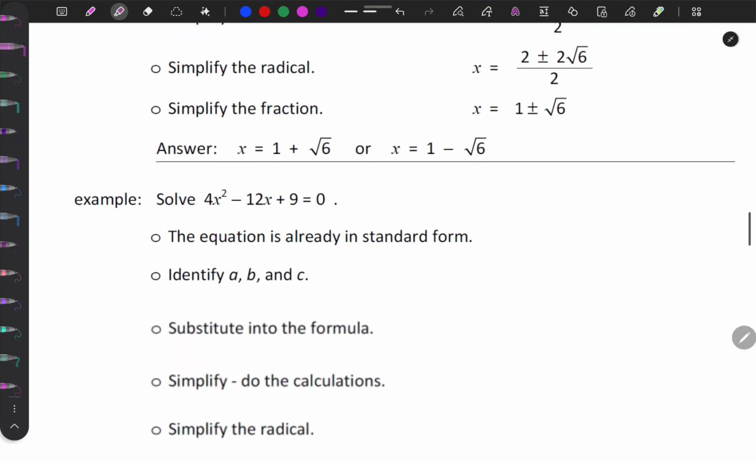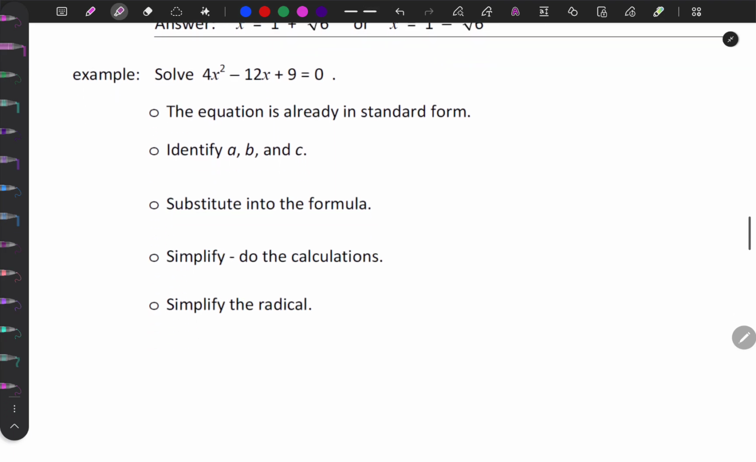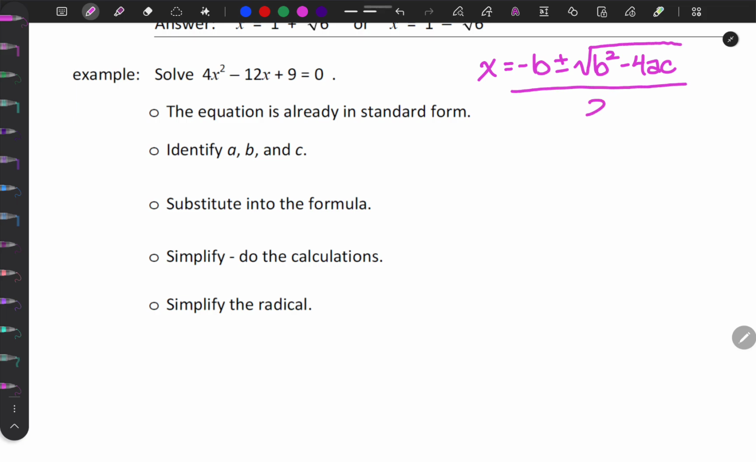Let's try an example. Here is a different equation, and I'll just start by rewriting the quadratic formula for us. x is equal to negative b plus or minus the square root of b squared minus 4ac, extend the square root, and that entire thing is over 2a. Looking at our equation here, let's identify a, b, and c. a is equal to 4, b is equal to negative 12, and c is equal to 9.